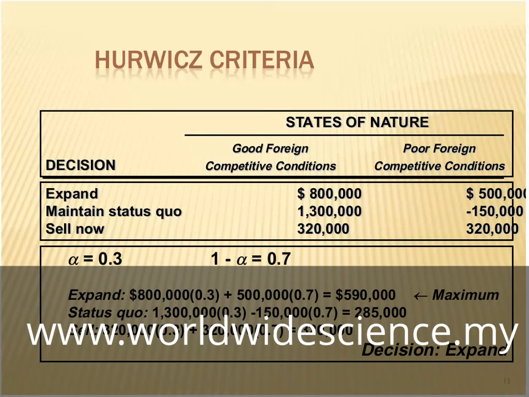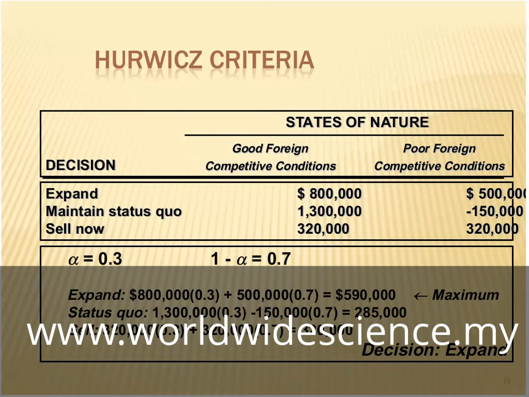in order to calculate the alternative state of nature, you should use this formula, 1 minus alpha, that calculates the coefficient optimism for another state of nature. For example, the operation manager in this company, Southern Textile Company, based on his experience, has allocated alpha equals 0.3 to good finding competitive condition. So the poor finding competitive condition becomes 1 minus alpha equals 0.7.